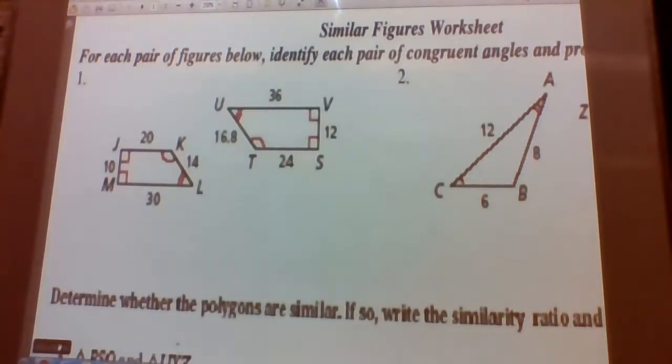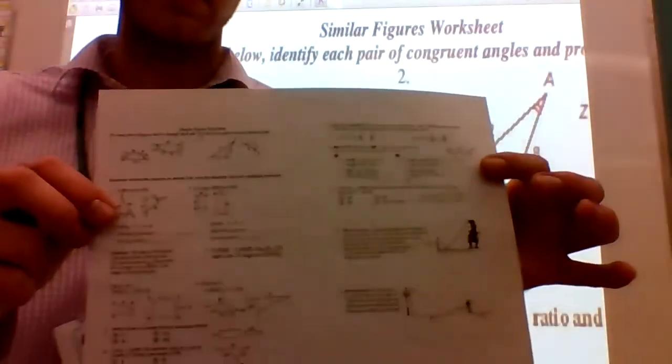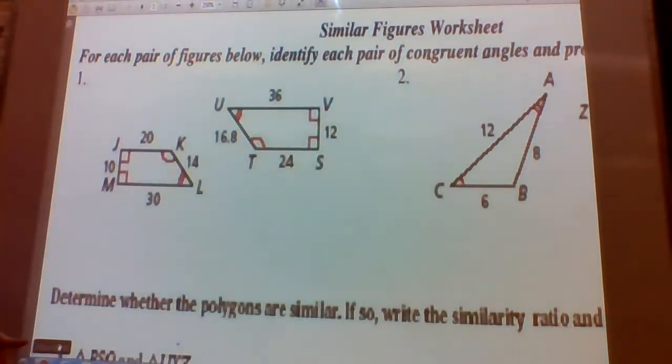This is the similar figures worksheet. So 15 questions looks like this. The directions for number 1 and 2 say, for each pair of figures below, identify each pair of congruent angles and proportional sides.